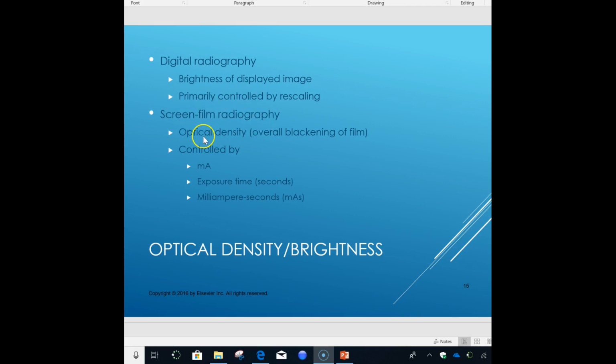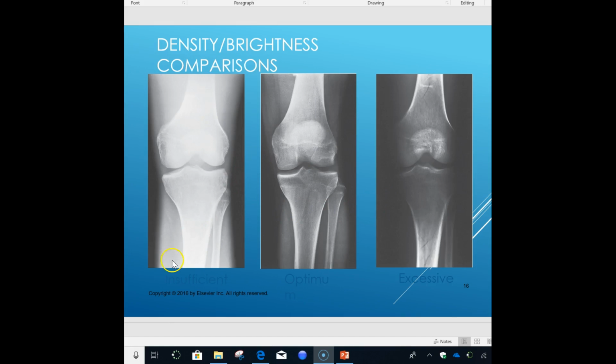Screen film radiography optical density is the overall blackening of the film, and that is controlled by your mA, your exposure time in seconds, and the milliamperes second. So mA times time is your mAs, and that controls your optical density brightness. And here you can see the different densities.